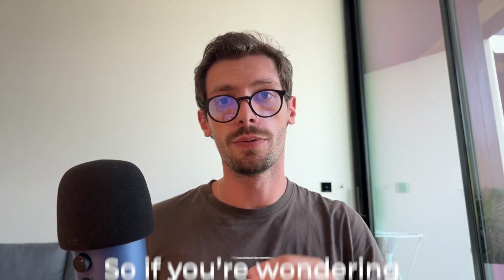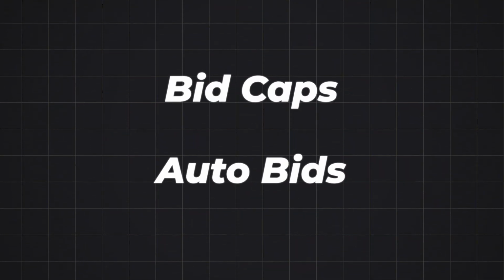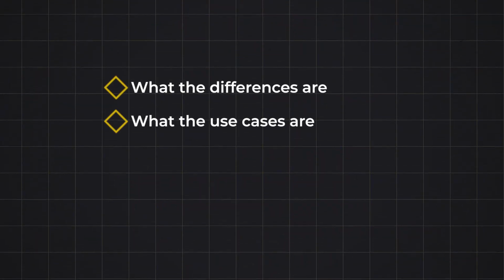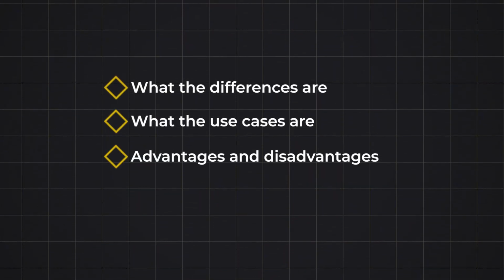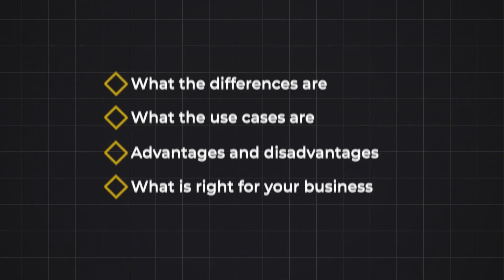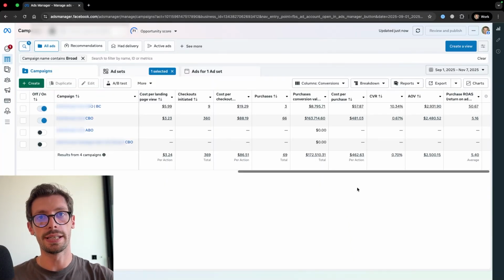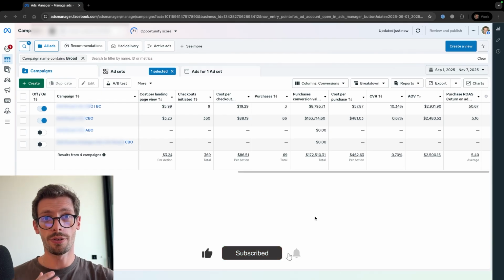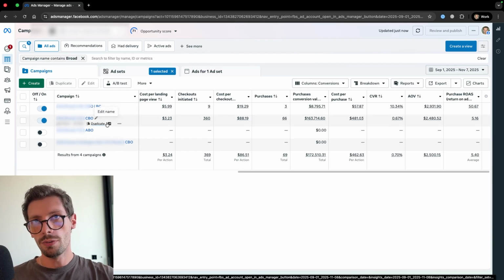Alright, so if you're wondering if you should be running bid caps or highest volume, so auto bid campaigns on Facebook, I will tell you here exactly what the difference is, what the use case is, what the advantage and disadvantage is, and what is right for your business. Now I've tested this across multiple brands and ad spend, generating multi-6 and multi-7 figures, and I'll explain everything live using this ad account. Now here we have two campaigns.